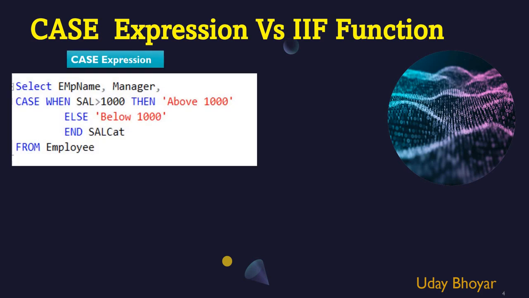Let's see examples of the CASE expression and the IF function. This is a simple query which includes the CASE expression where I am trying to pull the employee name and manager. In the CASE expression, I am searching for a value where my salary is greater than 1000. Whichever rows have salary greater than 1000, it will retrieve the text above 1000, and for all the other scenarios it will display below 1000. So this is the CASE expression with WHEN as the input expression, and then the THEN clause provides the output expression.